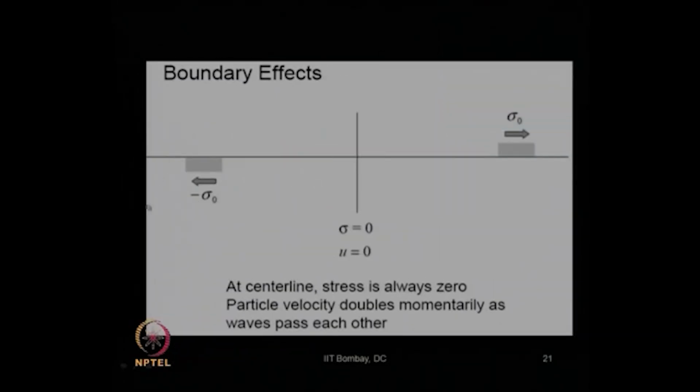Let us see another boundary effect. Suppose there is a central line where the stress has to be always 0. What will happen? Particle velocity doubles momentarily as the waves pass each other. So, if there is a central line where the stress condition has to be 0 and displacement also has to be 0, for that condition the particle velocity doubles up. We will see where these different types of boundary exist in practice.